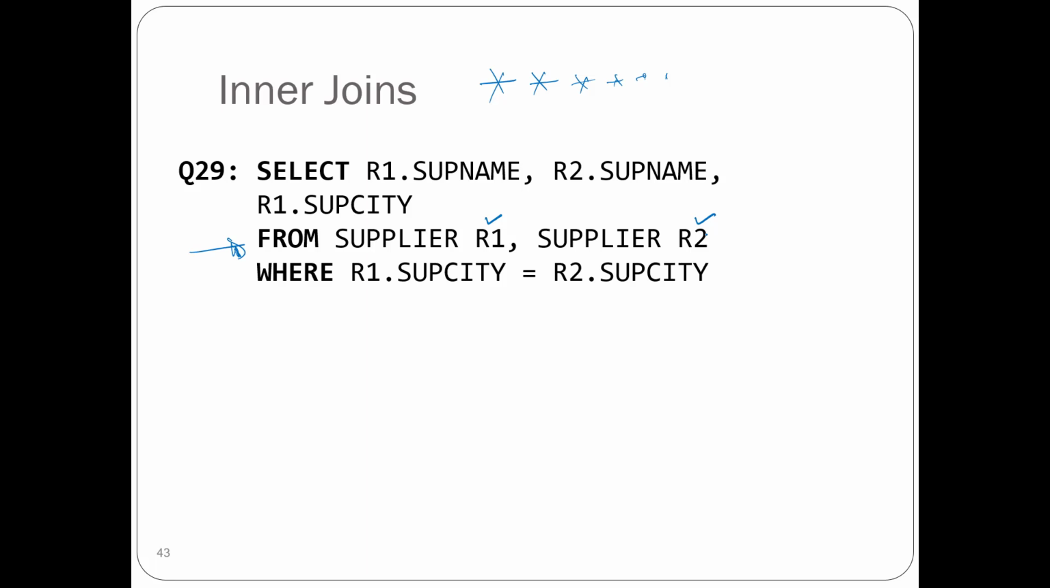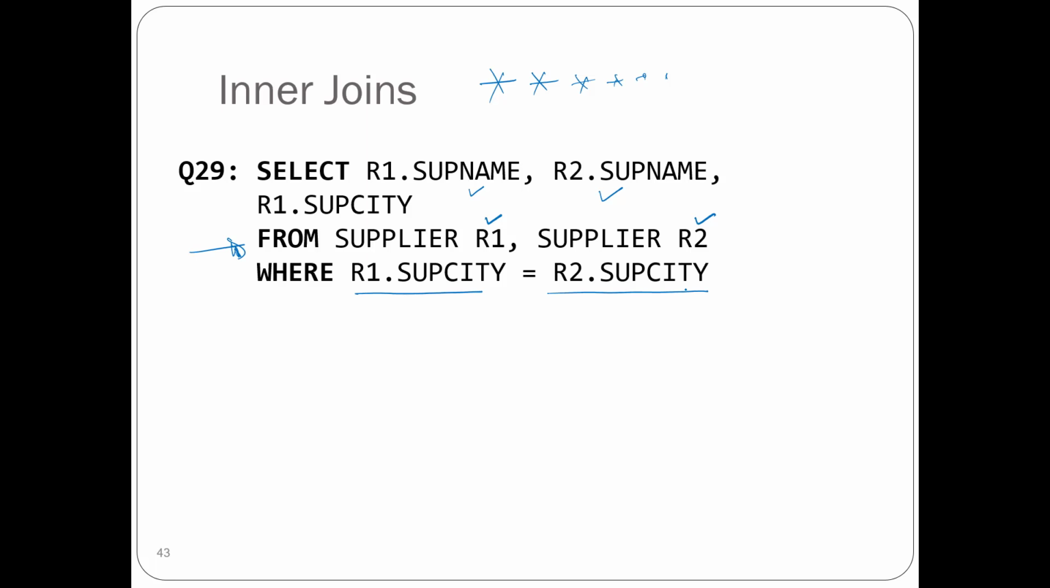Now, if that is the case, what do we need? We need r1.subname, r2.subname, r1.subcity from supplier R1, supplier R2, where r1.subcity is equal to r2.subcity. So here, the join condition is in fact based on the supplier city. So you need to think about it.